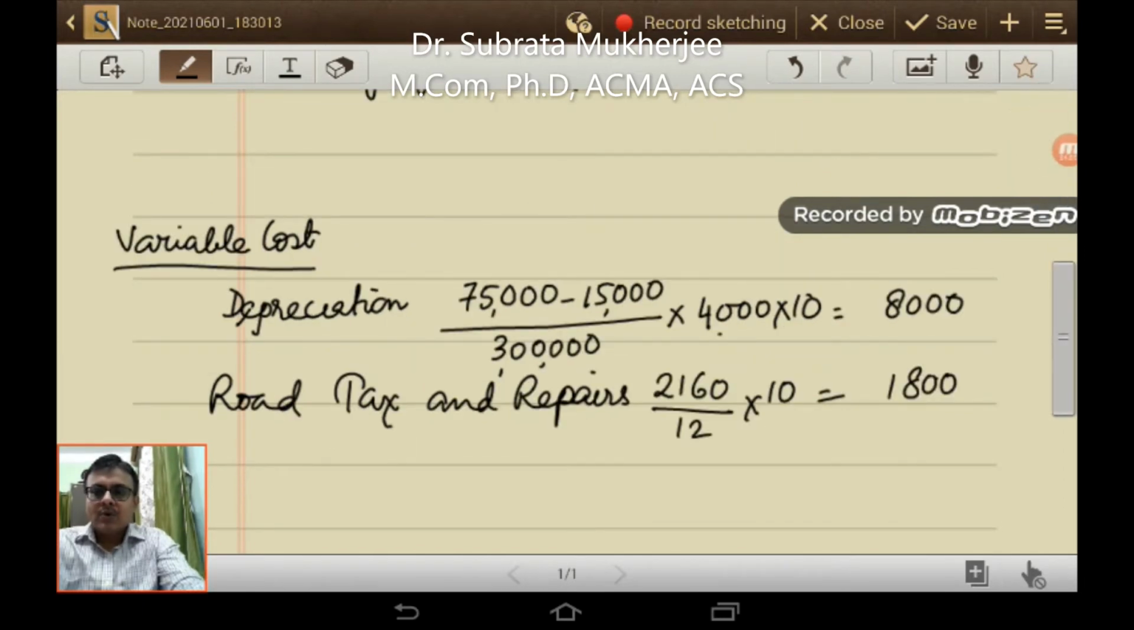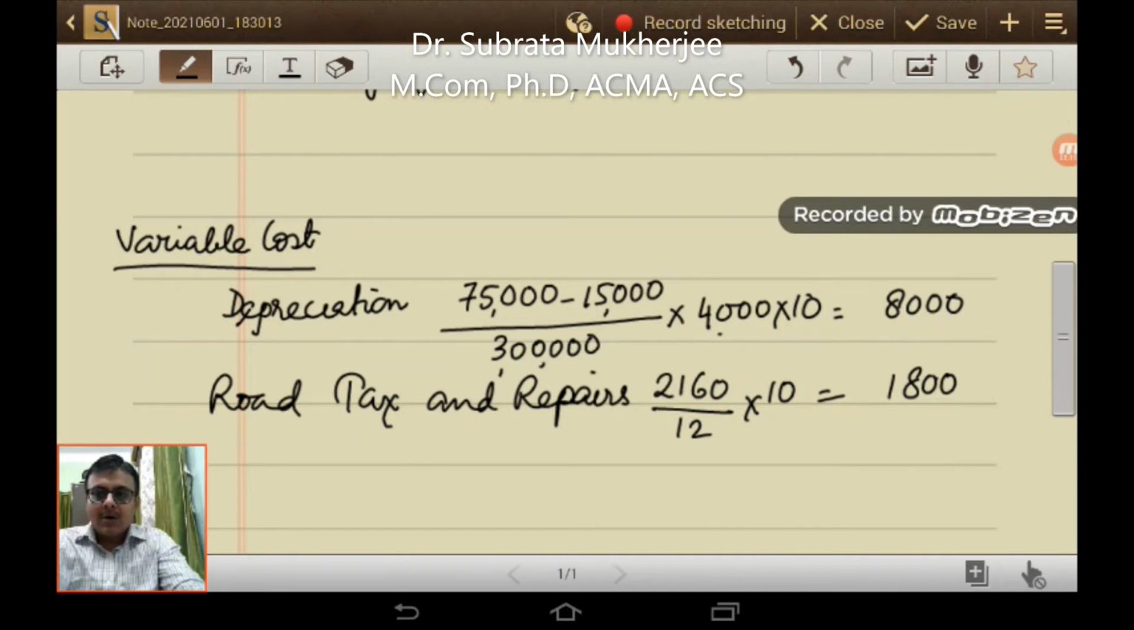Next item is road tax and repairs. So 2160 rupees per taxi per annum. So 2160 divided by 12 is the cost per taxi per month. Since there are 10 taxis, I have multiplied it by 10.